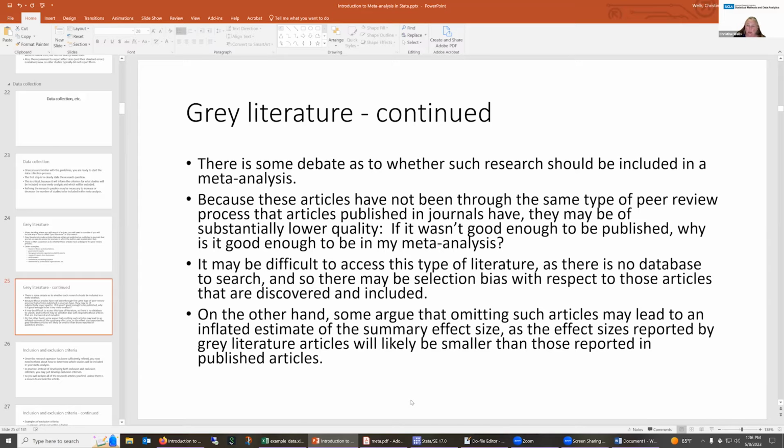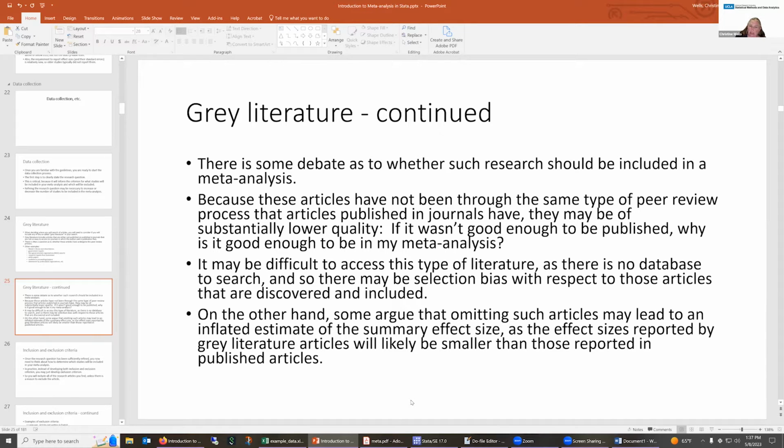Again, a lot of that stuff is not peer-reviewed, and so the question of quality, of course, comes up, and you need to ask yourself if the quality is high enough to be in your meta-analysis. One of the questions that we always ask: if it wasn't good enough to be published, why is it good enough to be in my meta-analysis, right? So these are questions that you ask yourself and you decide on a case-by-case basis.